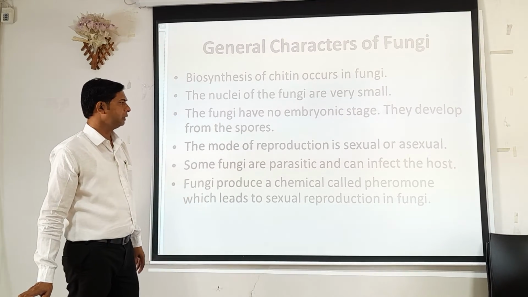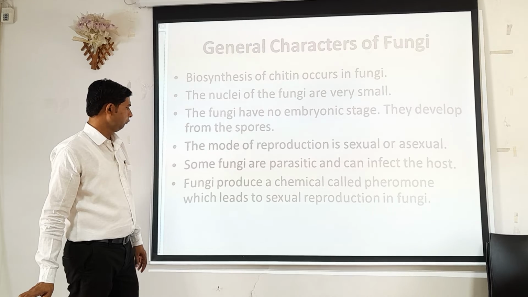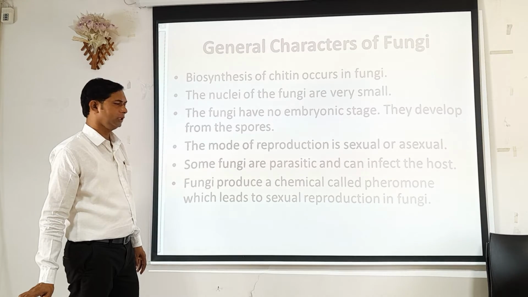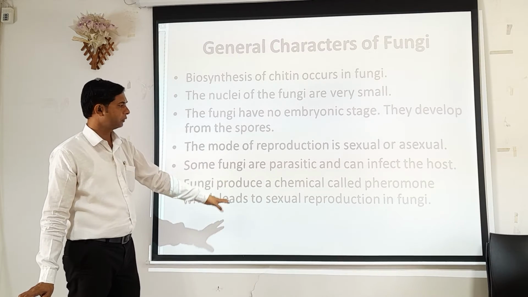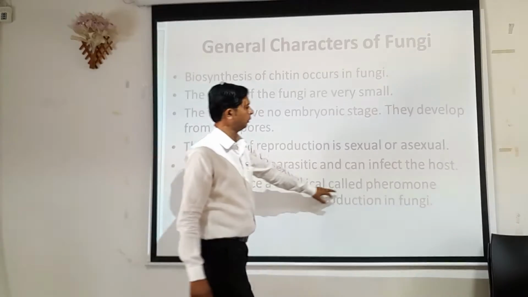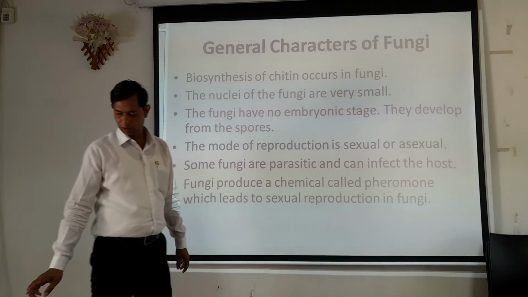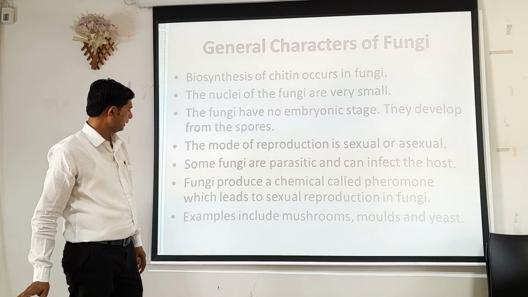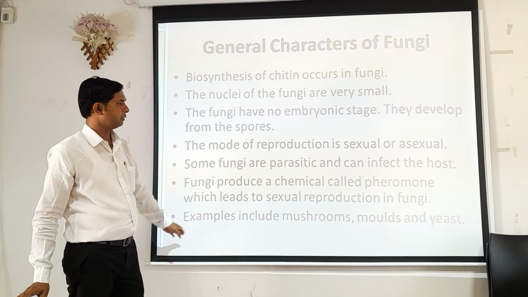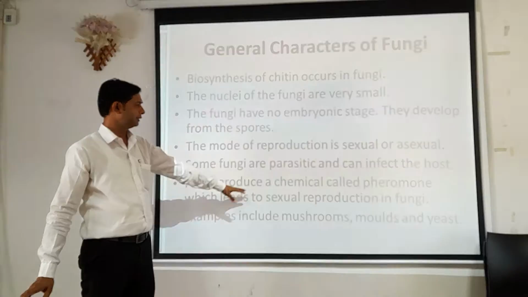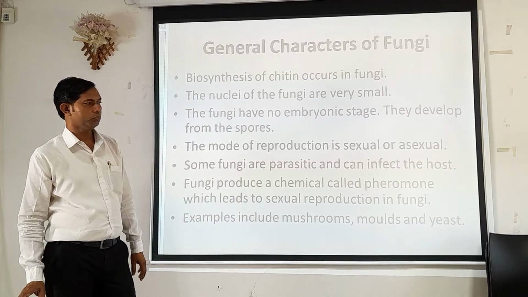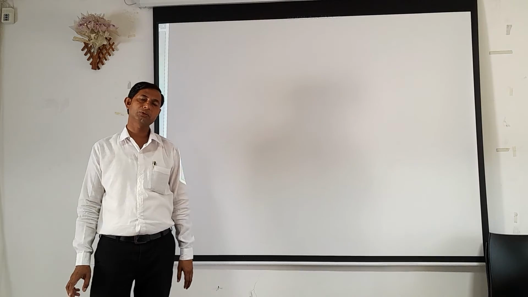Fungi produce a chemical called pheromone, which leads to sexual reproduction in fungi. So sexual reproduction in fungi takes place with the help of this particular type of hormone. And the next example is mushroom, molds and yeast. So these are nothing but the general characteristics of fungi.